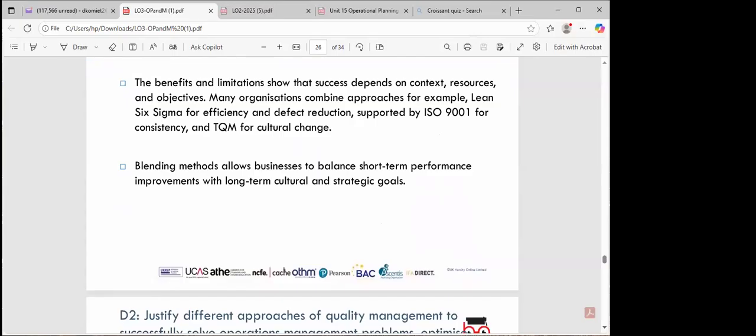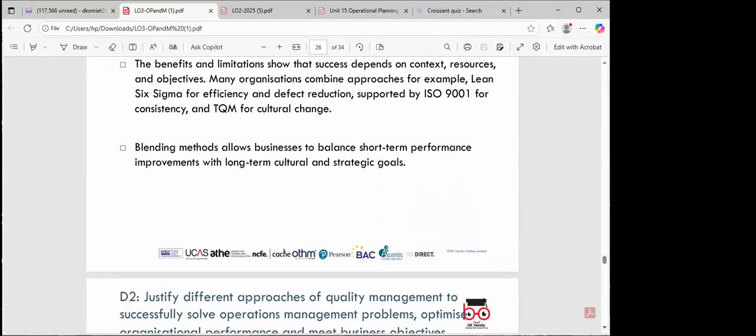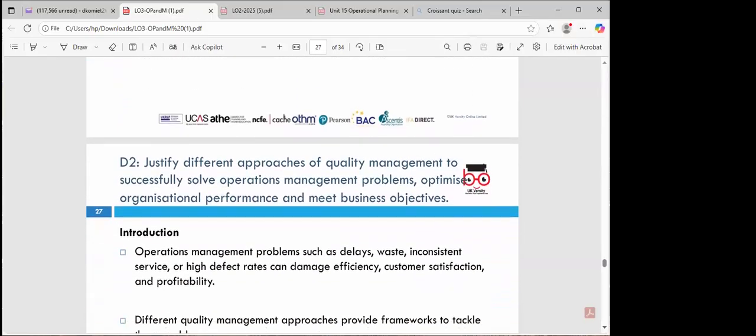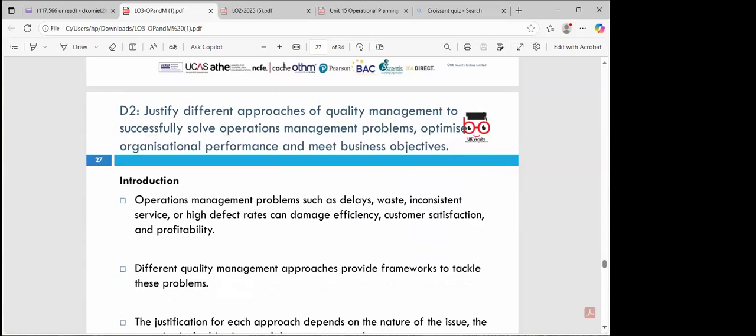Many organizations compare approaches, for example, lean Six Sigma for efficiency and defect reduction, supported by ISO 9001 for consistency, and TQM for cultural change. Blending allows a business to balance short-term performance, very important. Justify different approaches for quality management.